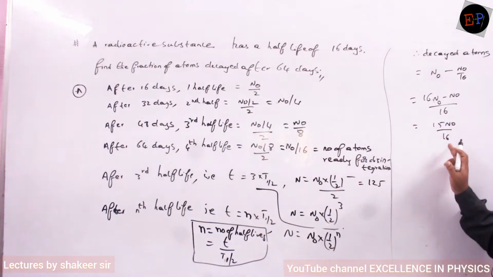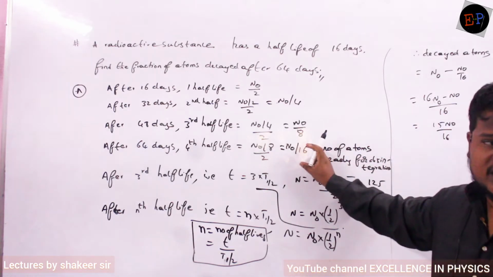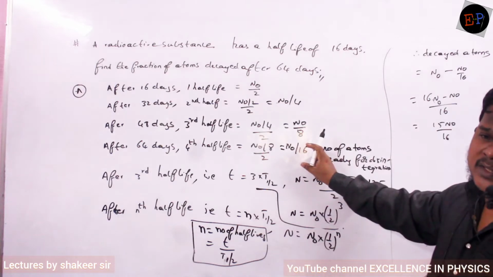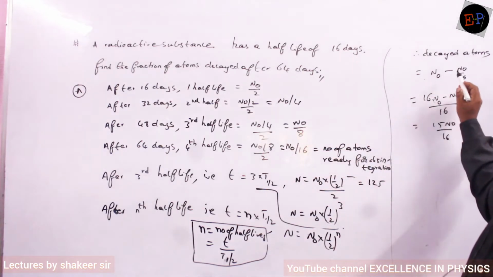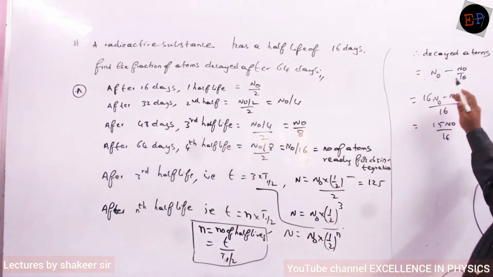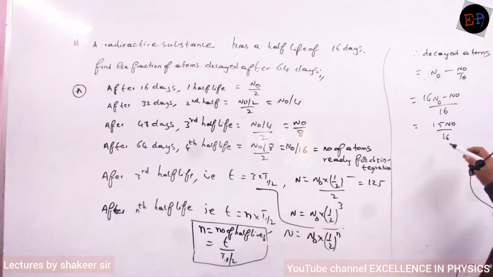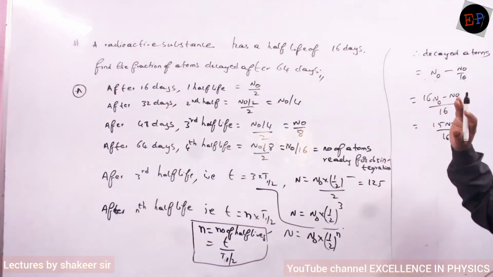Out of the total atoms, these many atoms are present for disintegration. The remaining atoms have all disintegrated. What is the initial number of atoms? N naught. How many atoms are present? N naught by 16. So if you subtract this number from the original number, you get the decayed atoms. So how many atoms have decayed? 15 N naught by 16 atoms have decayed.